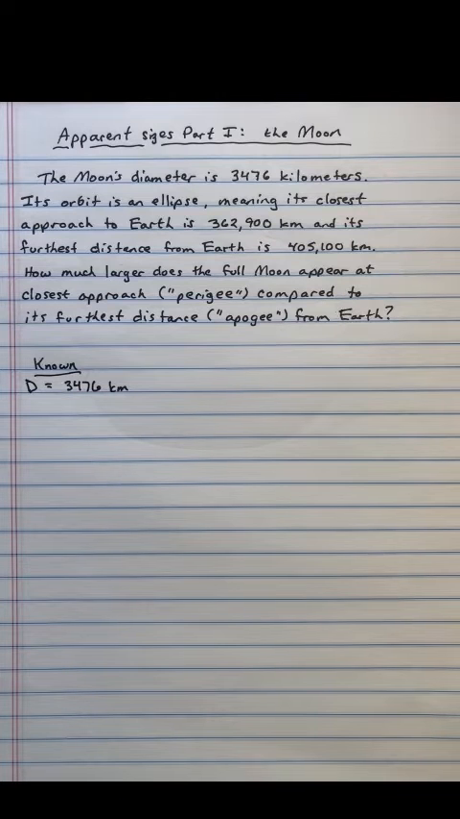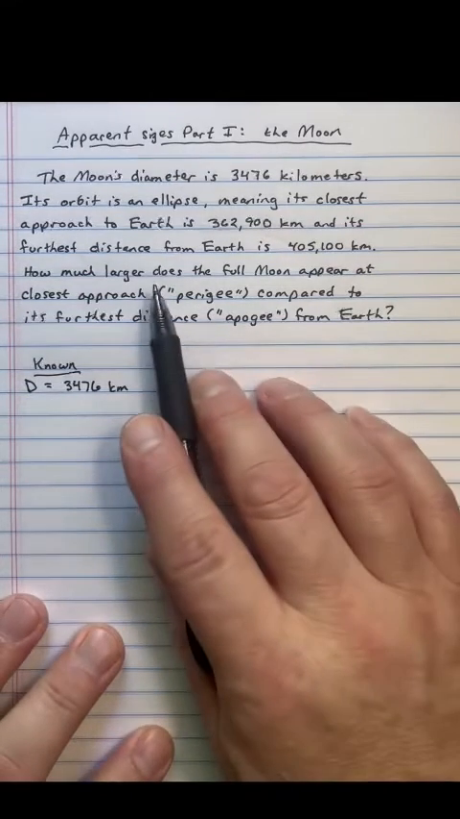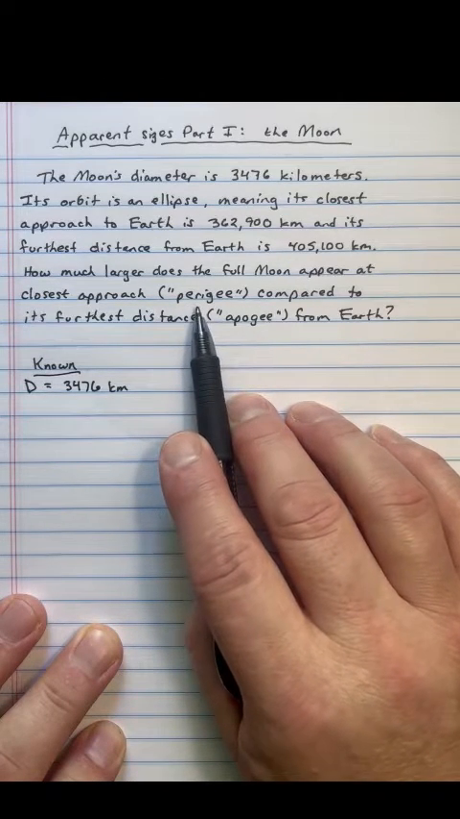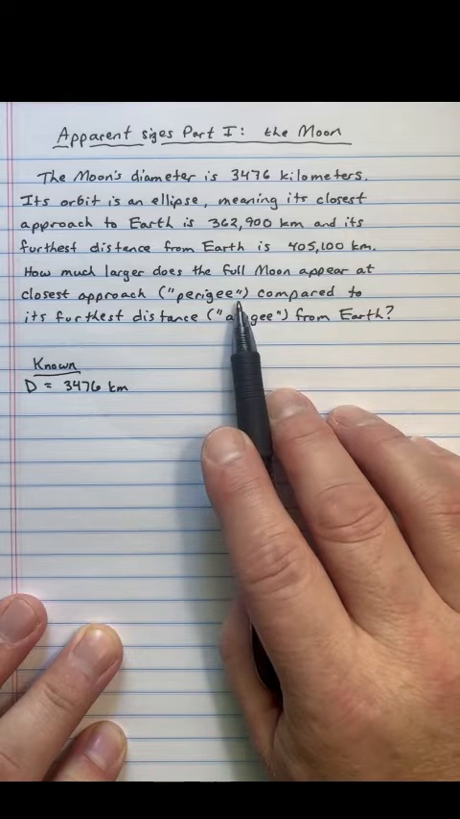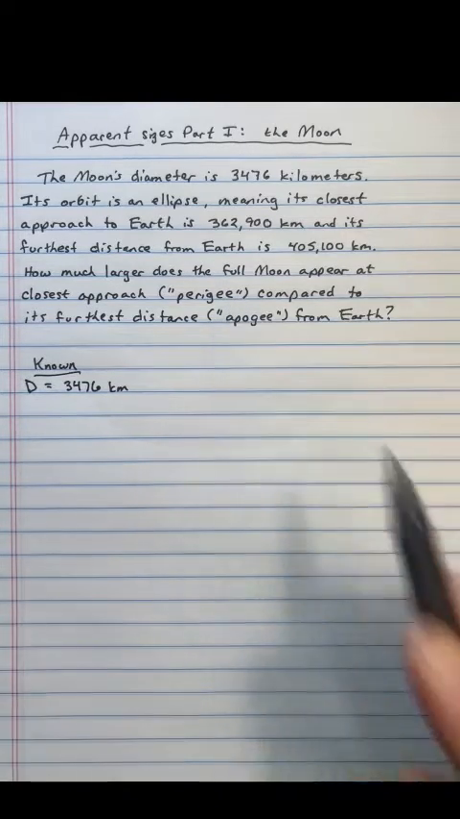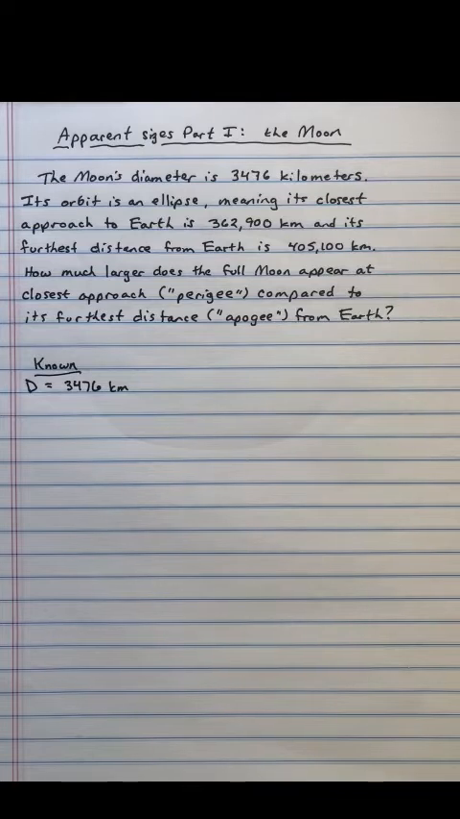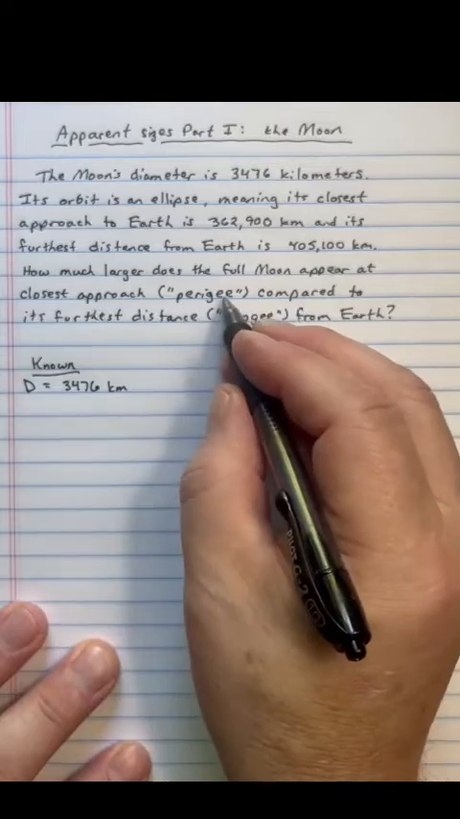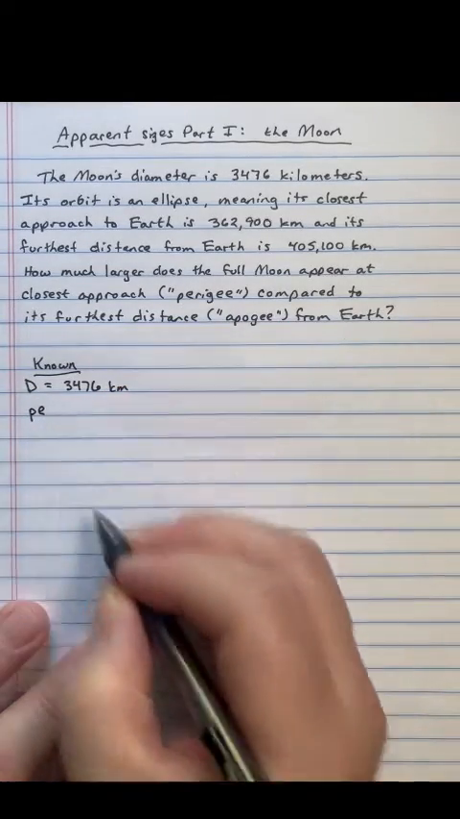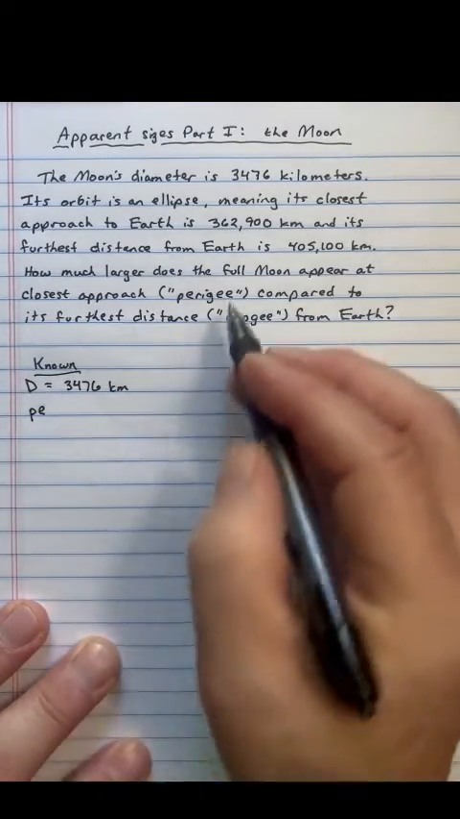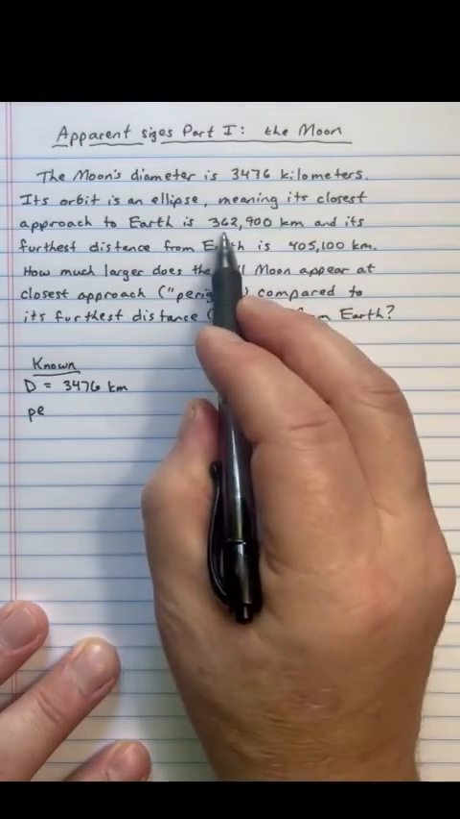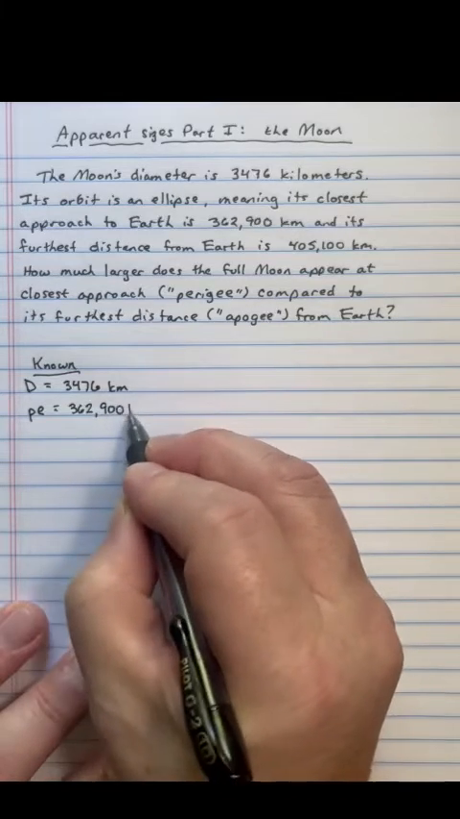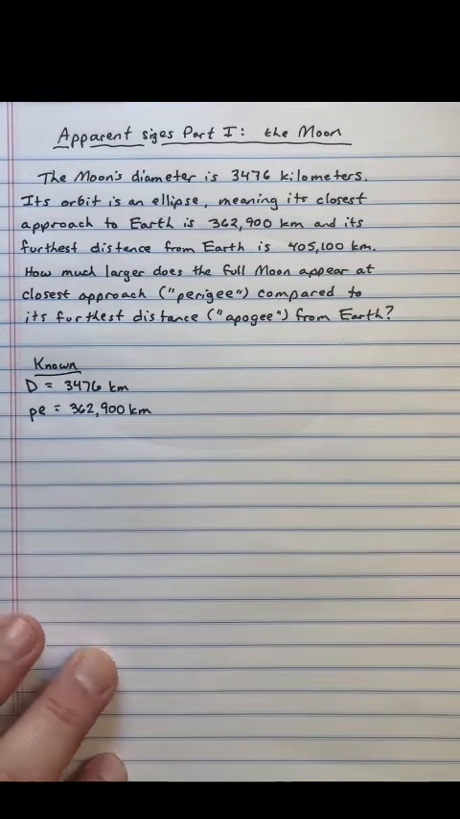Now, in the problem write-up, it also talks about this. The closest approach to the moon is called perigee. Peri is a prefix that means close, and G is in geo, like geology, geography, meaning Earth. So closest to Earth is literally what perigee stands for. The way that astronomers abbreviate perigee is with the PE. So let's write PE for the perigee distance, and its closest approach is 362,900 kilometers.